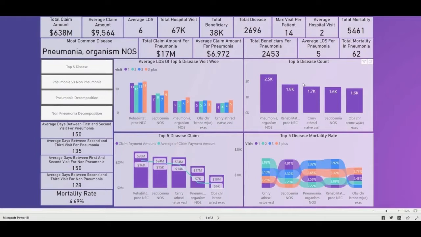This is our Power BI dashboard which helps us to find the disease progression. On the top, we have our important KPIs. Right below, we have our most common disease and its important KPIs. Now this is the tab of comparing our top 5 disease.